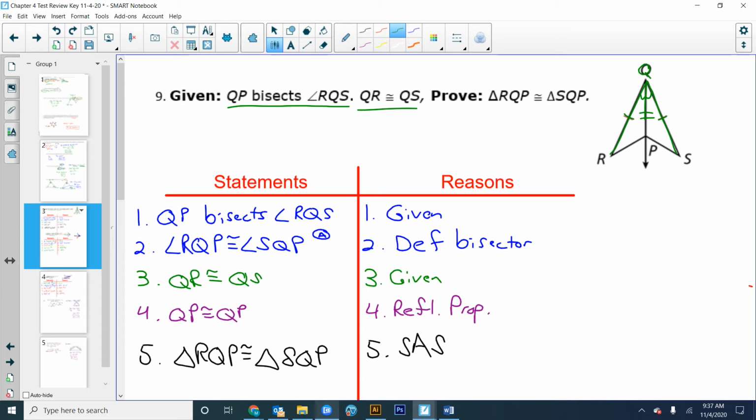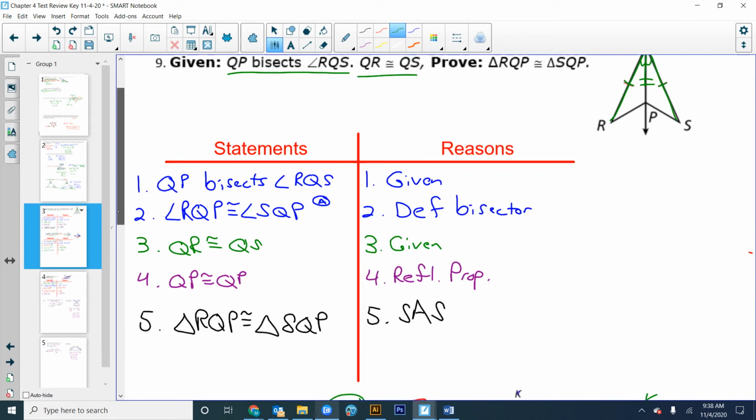Is this going to be a CPCTC proof? How do you know? You're proving the triangle is congruent. If you're proving a pair of sides or angles, then yes, but this is not. Any questions for me on number 9? Have you had time to check it and correct it? All right. Number 10.